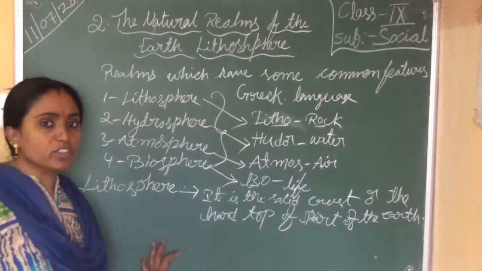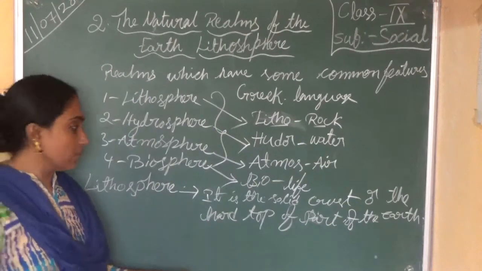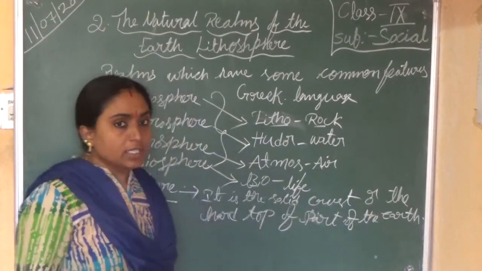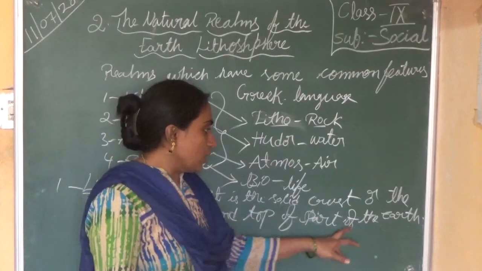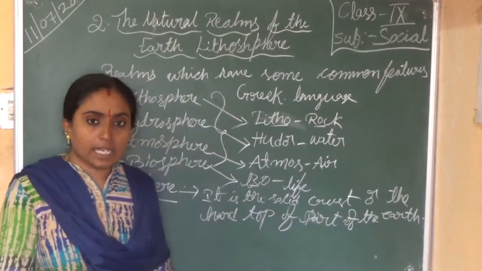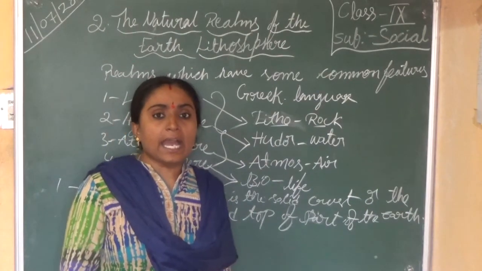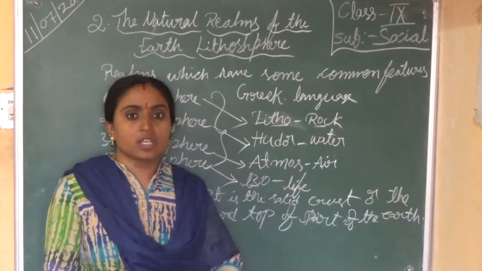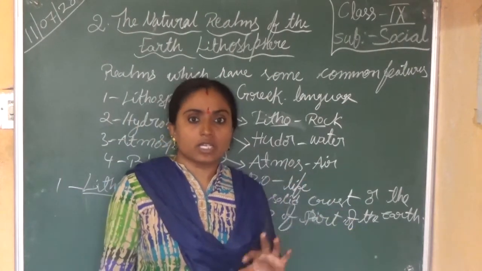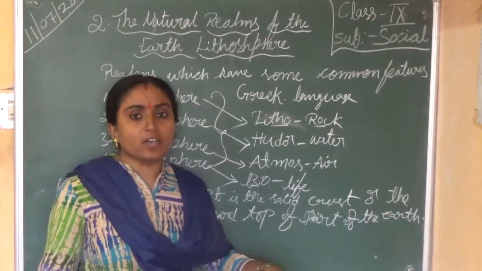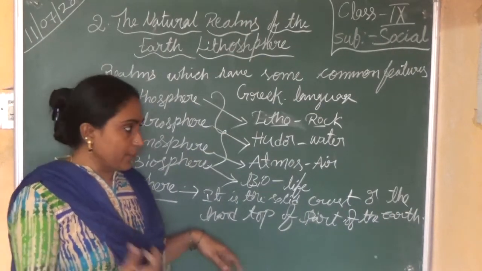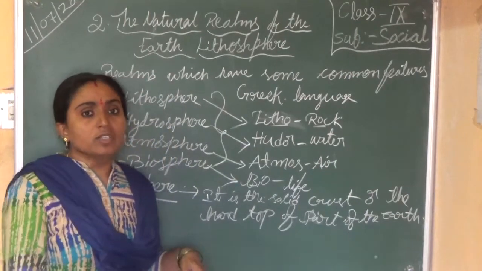I think all of you have notebooks, so write down in your notebooks as running notes. What is lithosphere? Lithosphere means it is the solid crust or the hard top part of the earth. We are standing on the earth. In the last chapter we learned that the earth has three portions: first crust, second mantle, and third inner core. Outer core also we have. Crust means the top layer of the earth. In this chapter, we are learning lithosphere very deeply.